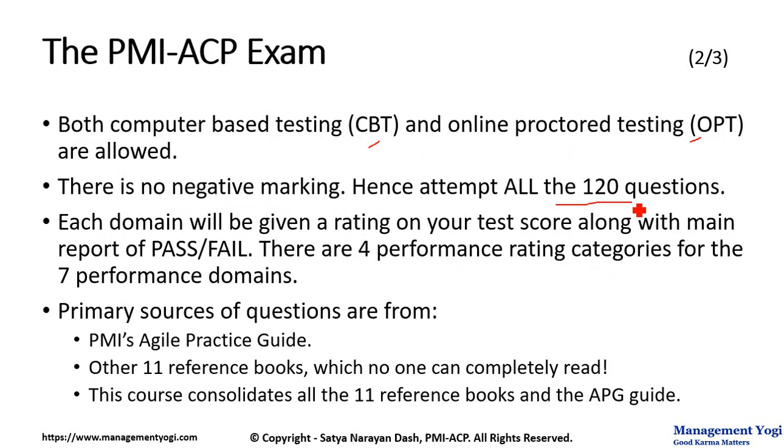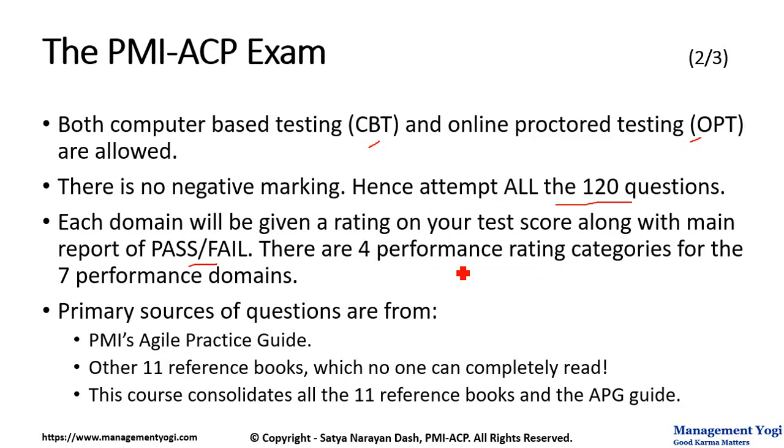Each domain will be given a rating on your test score along with the main report of pass or fail. There are 4 performance rating categories for the 7 performance domains. So we have 7 performance domains. For every domain you will be getting a performance rating category. The performance rating categories are 4. One is above target, another is target, next one is below target, and fourth one is needs improvement.